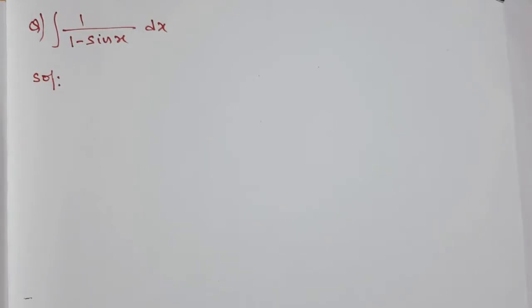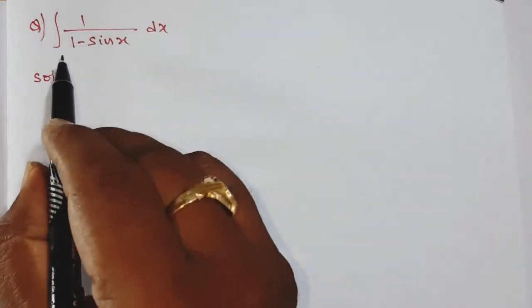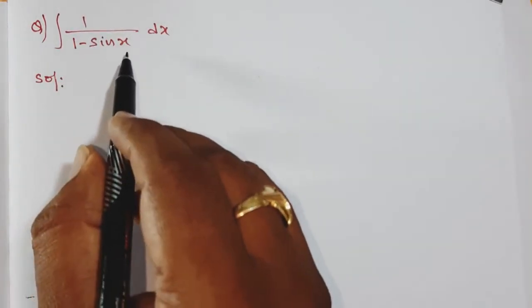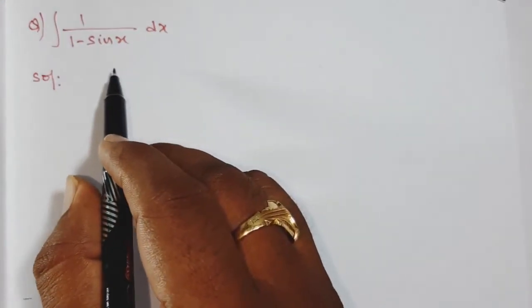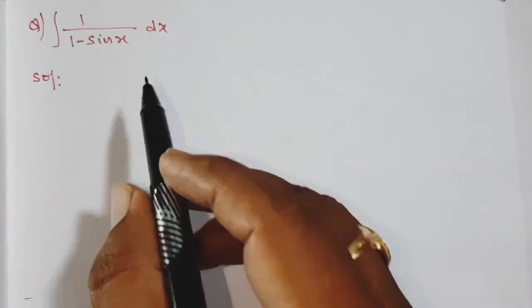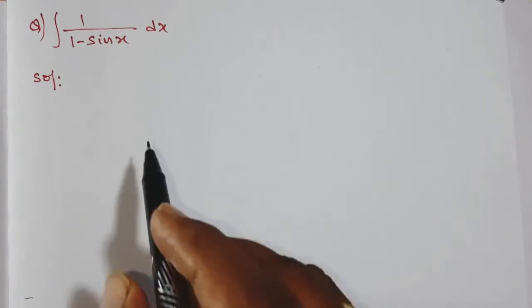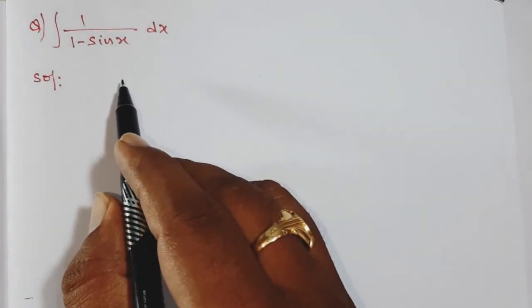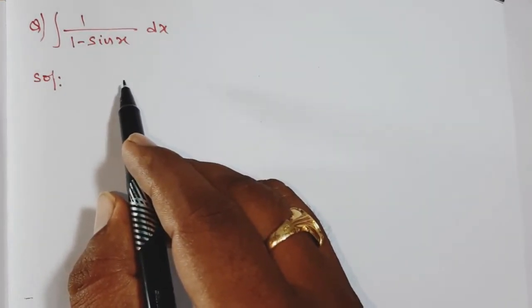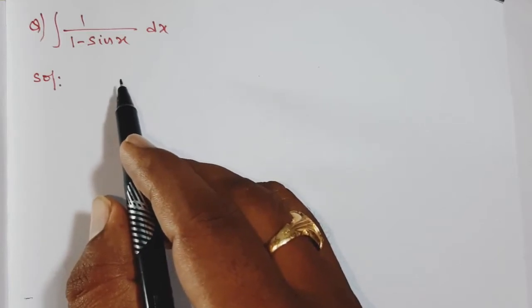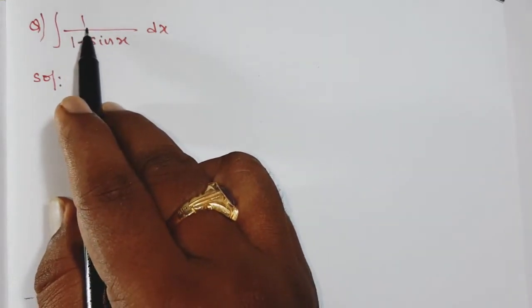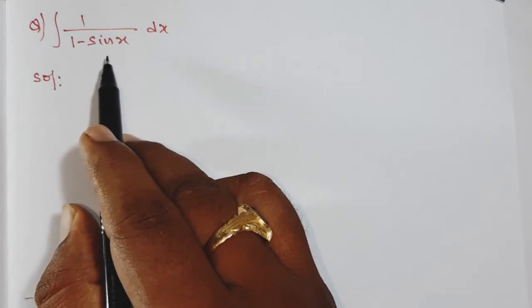Hi, now we take another concept of basic integration problems. The question is the integral of 1 by 1 minus sin x dx. We don't have a direct integration for this type of problem, so first we have to change it. It will convert to integration of a sum of functions. The numerator has a single term and the denominator has two terms.